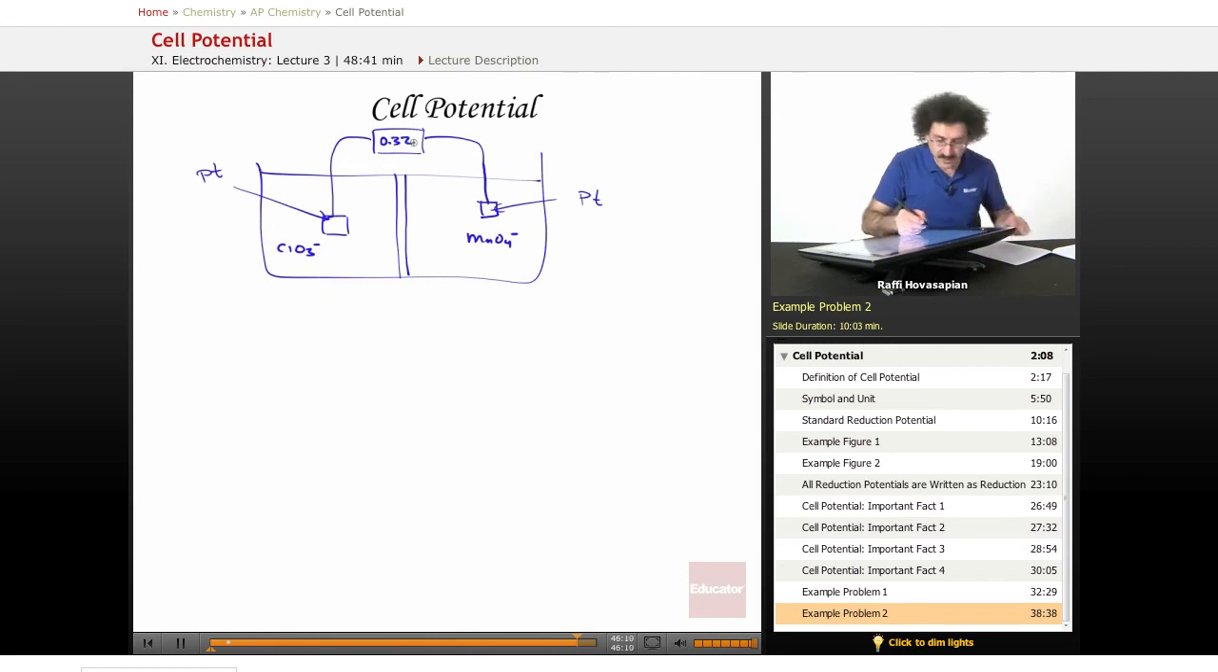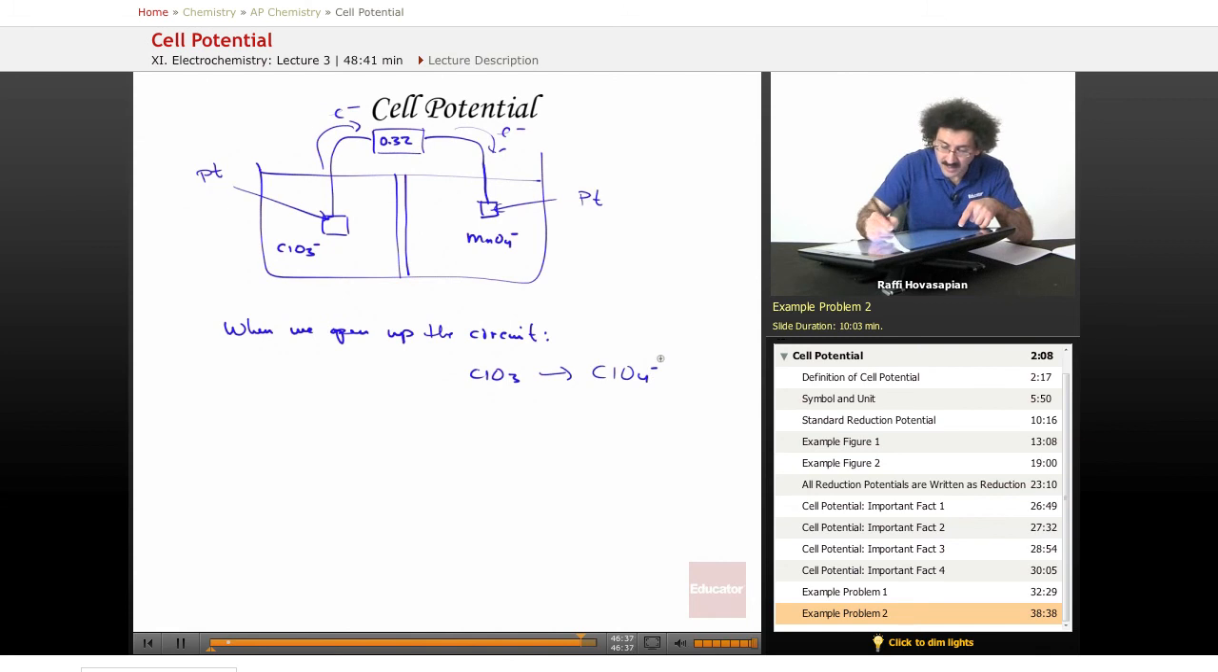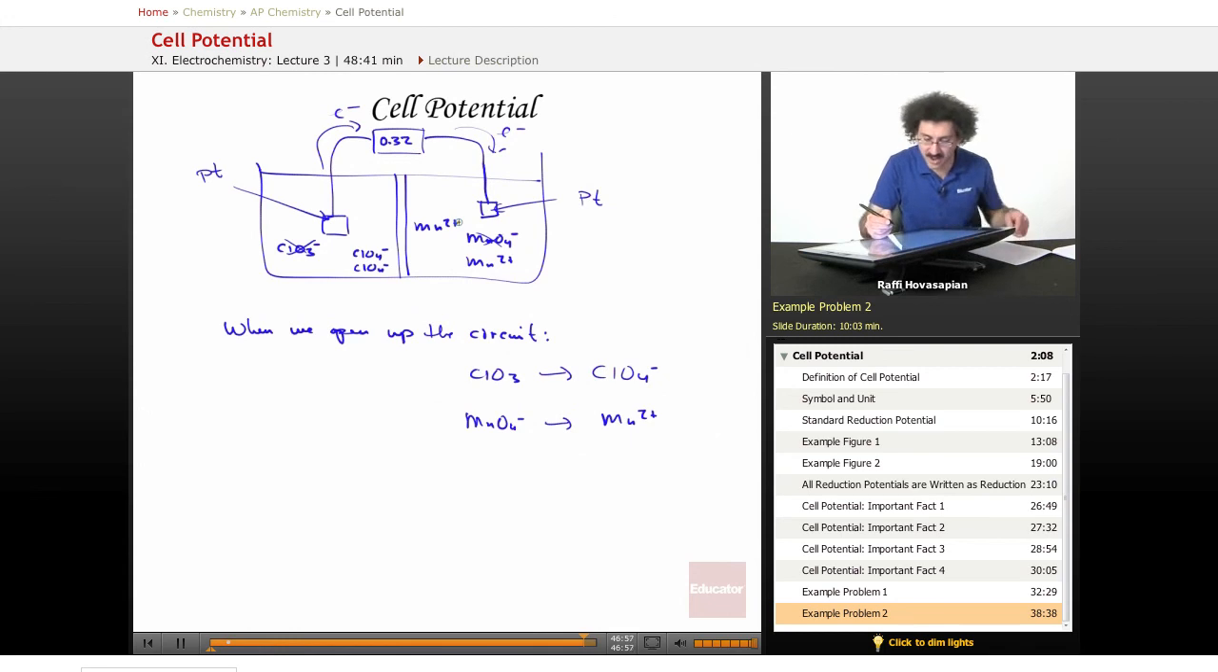When we close the circuit, this is measuring the pressure, the extent to which the electrons want to go this way. When I open the faucet here, that's when the electrons are going to start to flow. When we close up the circuit, here's what happens. The ClO3 minus turns into ClO4 minus. So ClO4 minus starts to show up over here, and this starts to go away. And MnO4 minus starts to turn into Mn2 plus. This starts to go away, and Mn2 plus starts to show up in solution. That's what's going on.